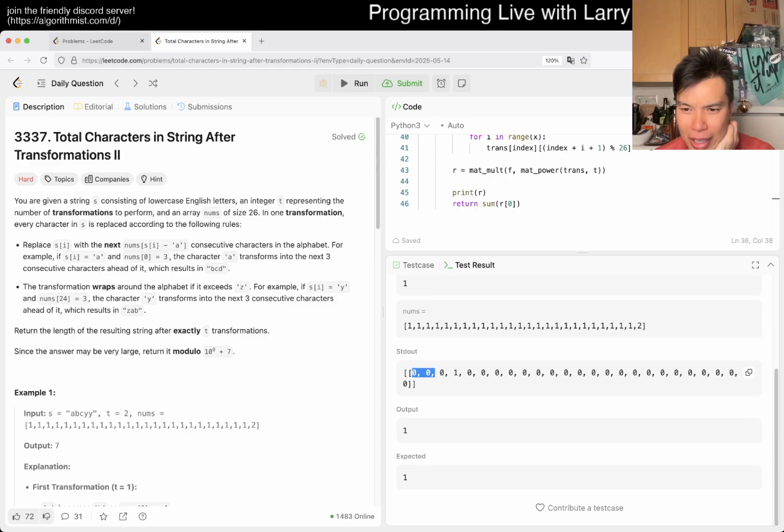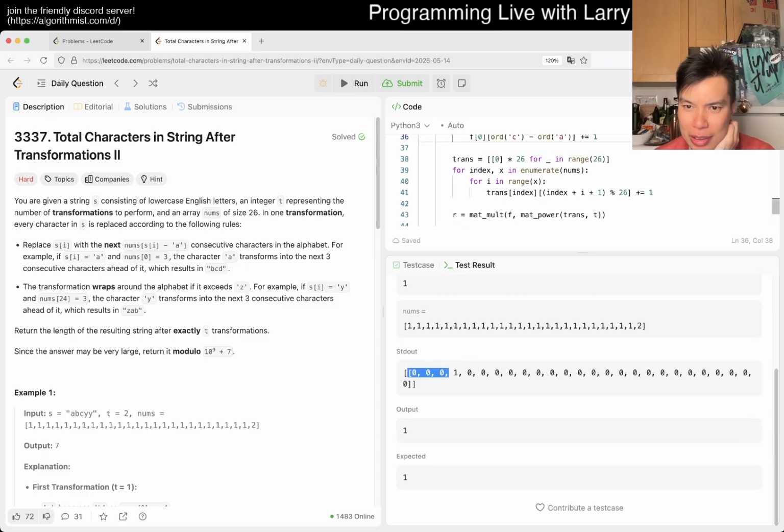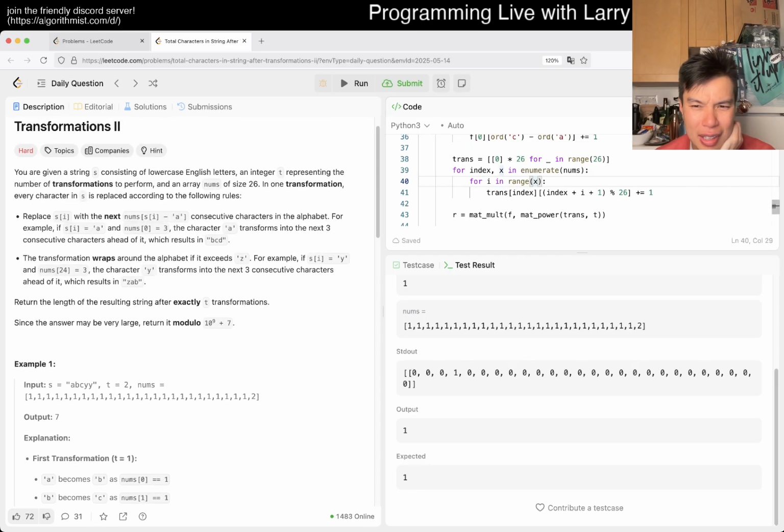Like, I don't know how this got adjusted to be that way. Okay, let's say x is equal to 1. Then this is index plus 1. Should be good. Transformation should be good, right?